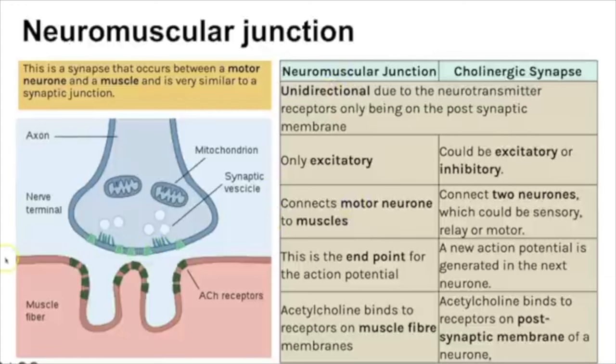The neuromuscular junction will have a neuron connecting to a muscle, and it's always the motor neuron. The cholinergic is just a synapse between any two neurons. The neuromuscular junction is always at the end point for the responses, and the cholinergic synapse is always going to be generating a new action potential. For the neuromuscular junction, the acetylcholine will bind to receptors on muscle fibre, whereas the acetylcholine binds to receptors on the postsynaptic membrane in the cholinergic synapse. So that could be a long answer question, it could be a comparison table, so definitely learn those comparisons for those two.